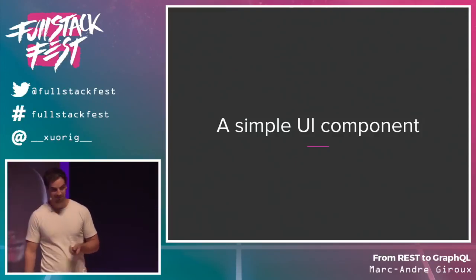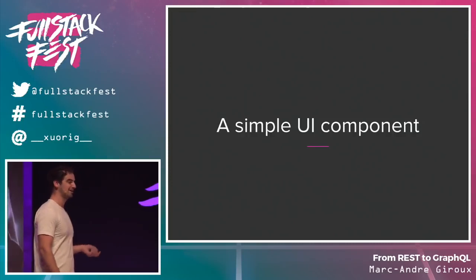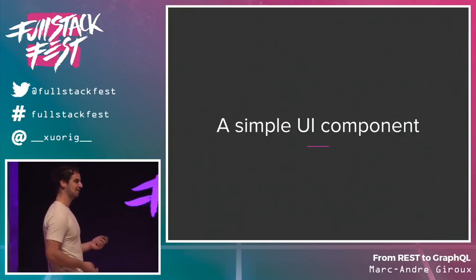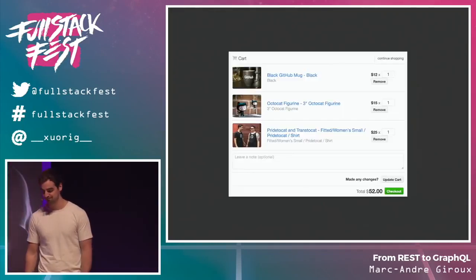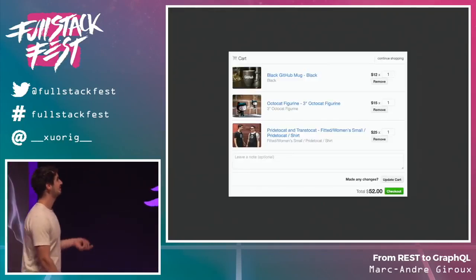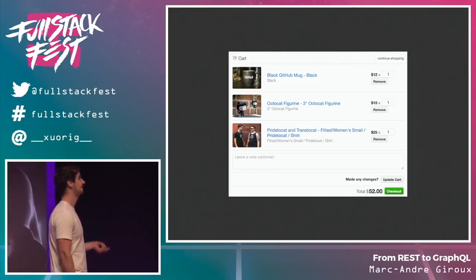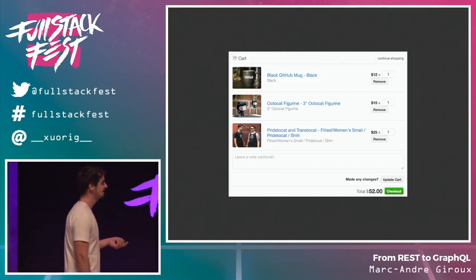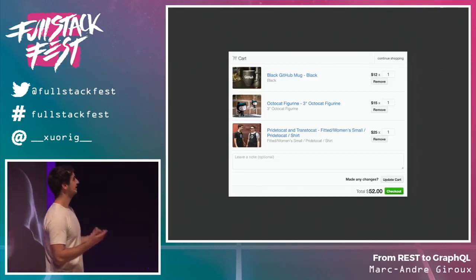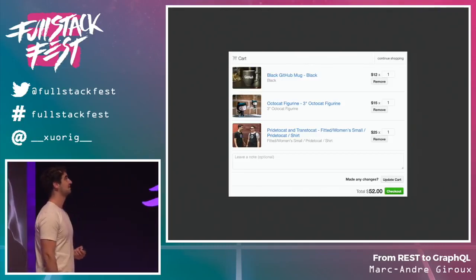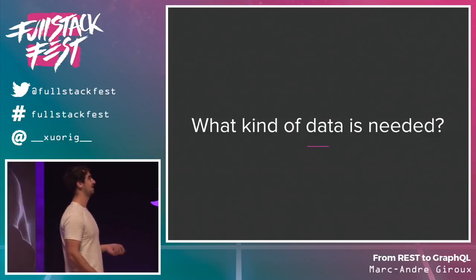So I want to start with a simple UI component, and we'll walk through how we could get data to populate that component. Let's take, for example, this shopping cart in the GitHub shop. It's pretty simple, but we still need a lot of data to render all this. So what kind of data exactly do we need?